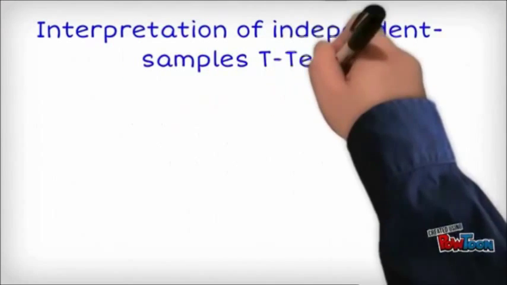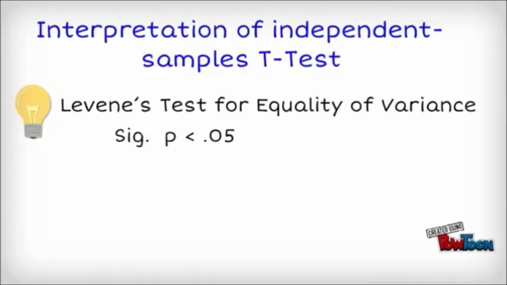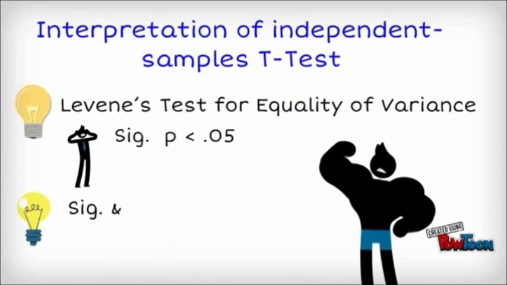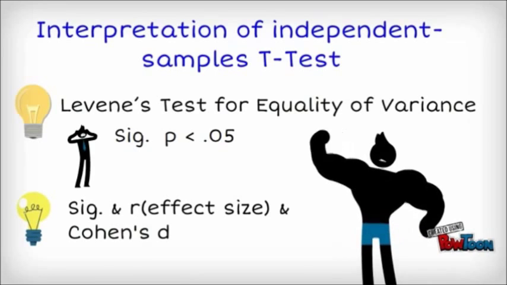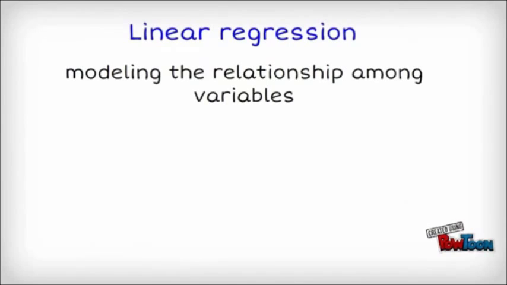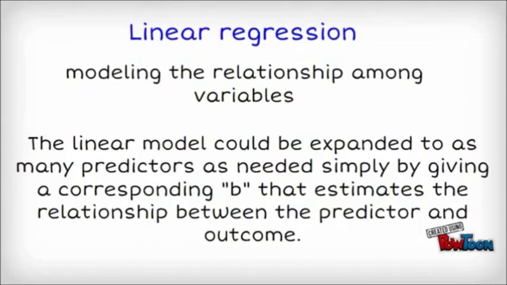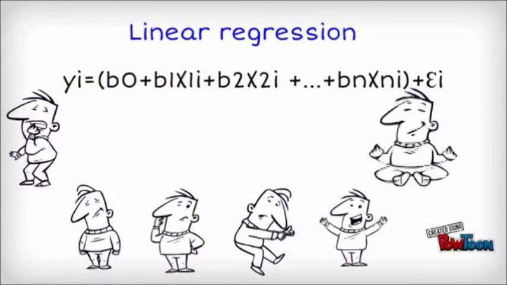Now it's time for interpretation. First, look at the Levene's test of equality of variance. If the sig value is less than 0.05, which means significant, the assumption of homogeneity of variances has been violated. Then look at column sig for the level of difference. Effect size or Cohen's d could be used to continue analysing whether the effect is significant. In our case, the model could be applied as follows.